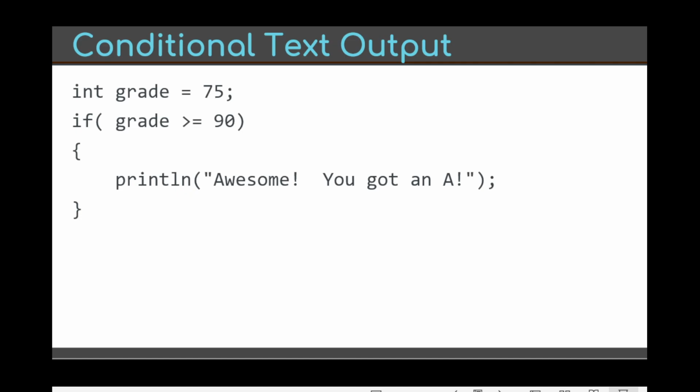So what would this print? We print anything because the condition is not that. Exactly. Grade is 75. That is not greater than or equal to 90. So we'd skip this block of code altogether and just move right past it. But if we made grade equal 95, then that block of code would be ran, and at the bottom of our screen, we'd have awesome, you got an A, printed.